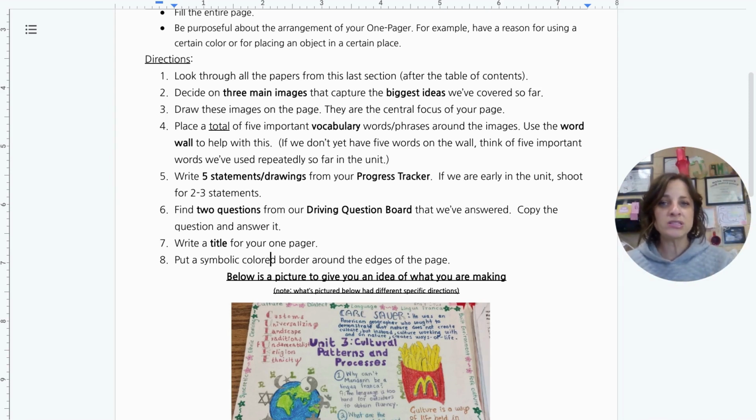The great thing about this is you can already have this done. It's usable for any unit that you have. You can already have copies taken care of, ready to go in your classroom in case it's like emergency sub plans, or you can just link it in a daily slideshow if you use that.